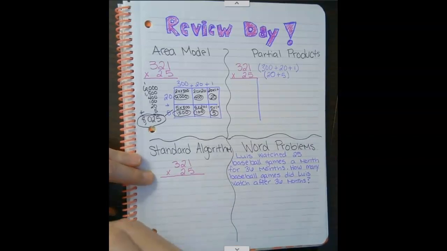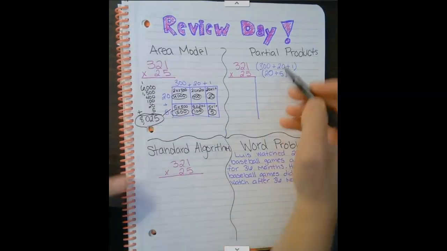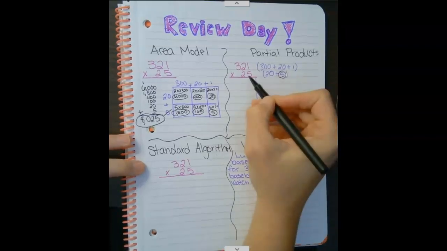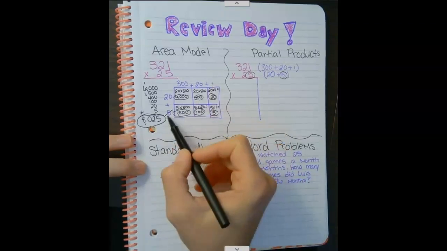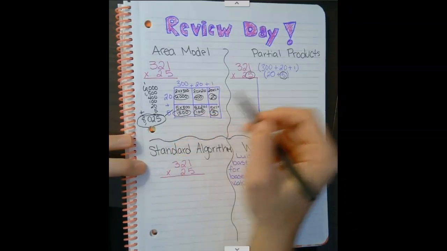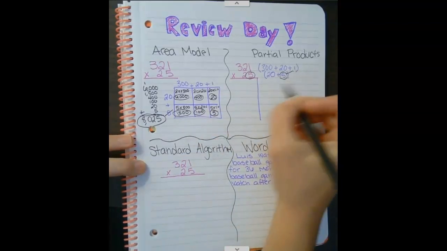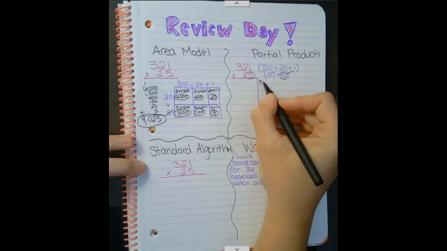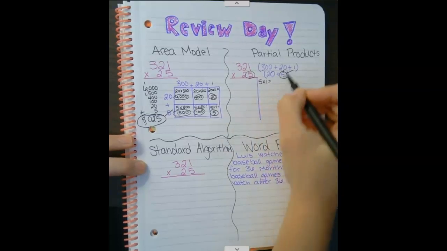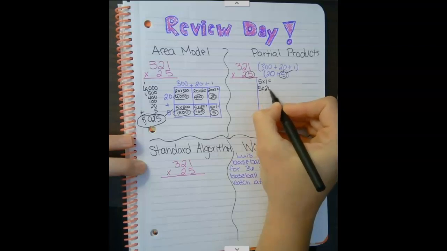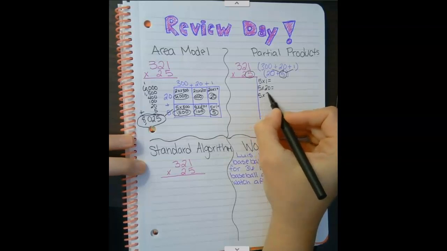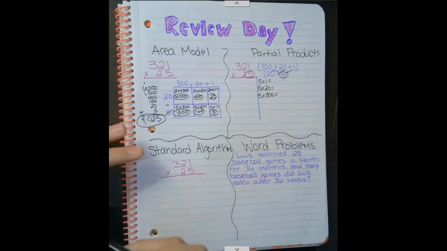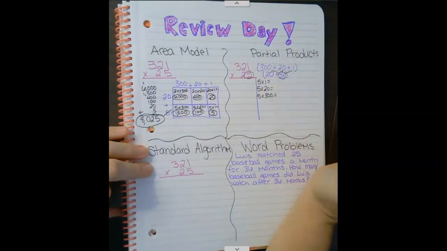Okay, so now I get to do the same thing. I'm going to distribute my 5 first, okay, just like I did over here. I multiplied 5 times 1 first, and then 5 times 20, and then 5 times 300. Doing the same thing over here. So I've got 5 times 1, 5 times 20, 5 times 300. Okay. Now I'm going to cross out that 5 because I'm done with it.